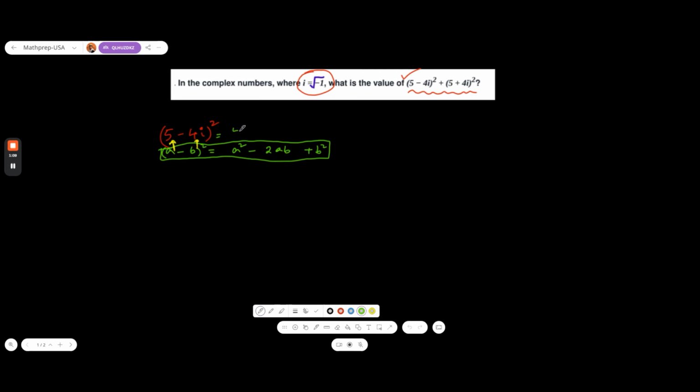This is going to be 5 square minus 2 times. What is a? As we discussed before, it is 5. And what is b? It is 4i. Remember, you are not going to take a negative. I repeat, b is 4i only, because the negative and negative are matching. Please do not take another negative sign here. So 2ab is copied. The next is plus b square, which is 4i square. Here also do not take the negative sign.